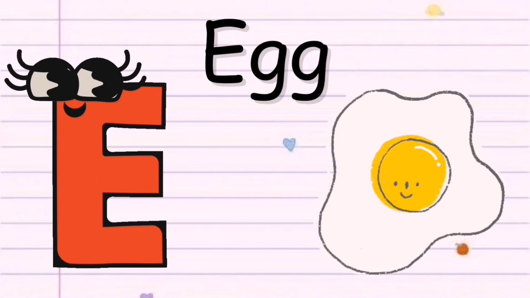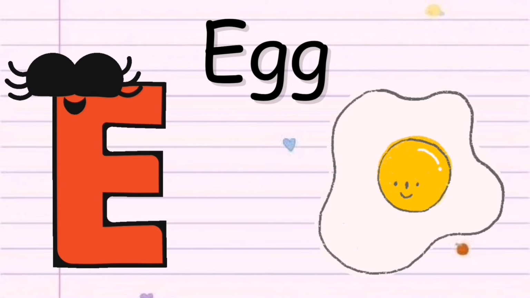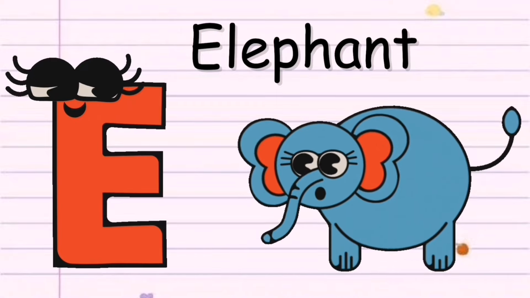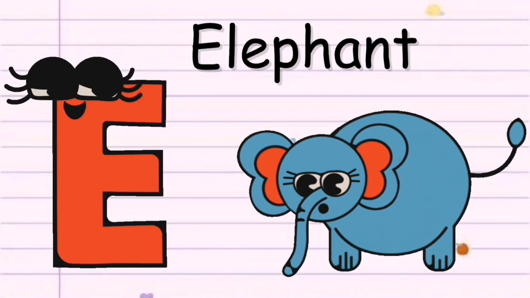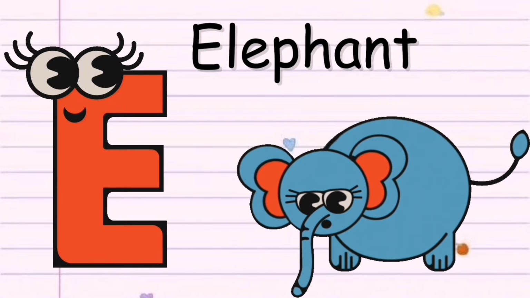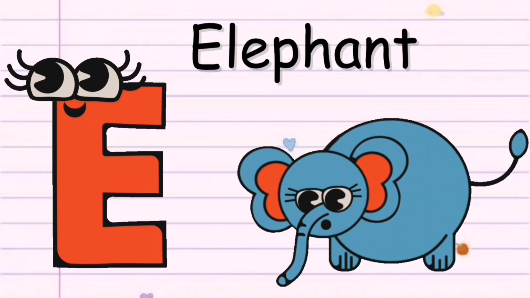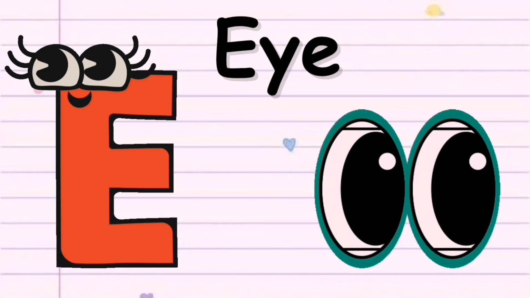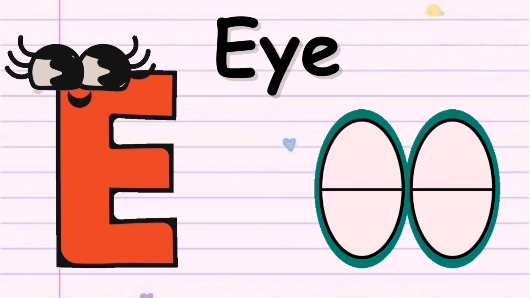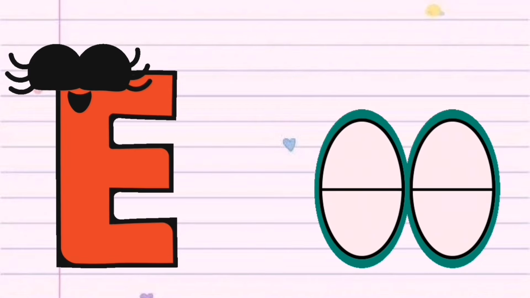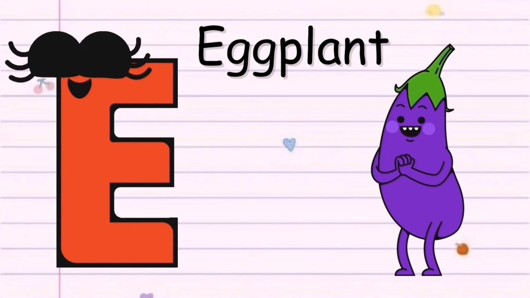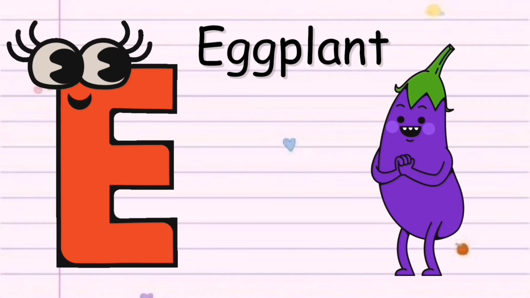E for egg. E-G-G. Egg. E for elephant. E-L-E-P-H-A-N-T. Elephant. E for eye. E-Y-E. Eye. E for eggplant. E-G-G-P-L-A-N-T. Eggplant.